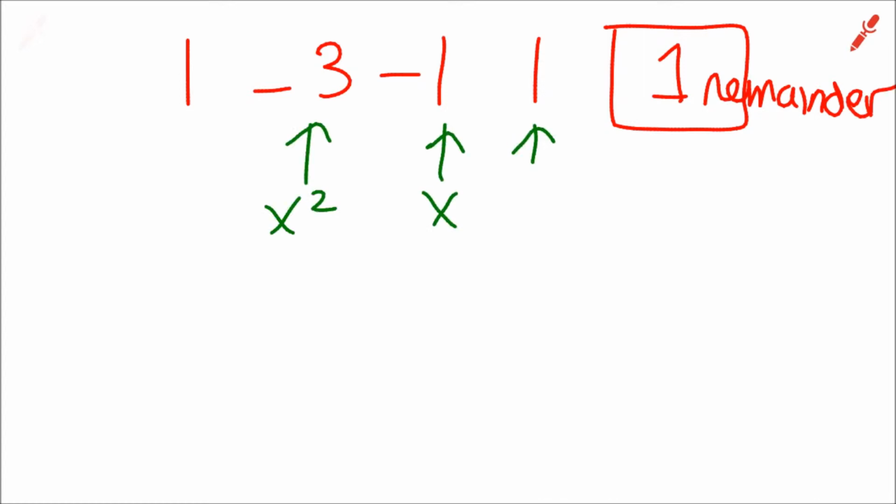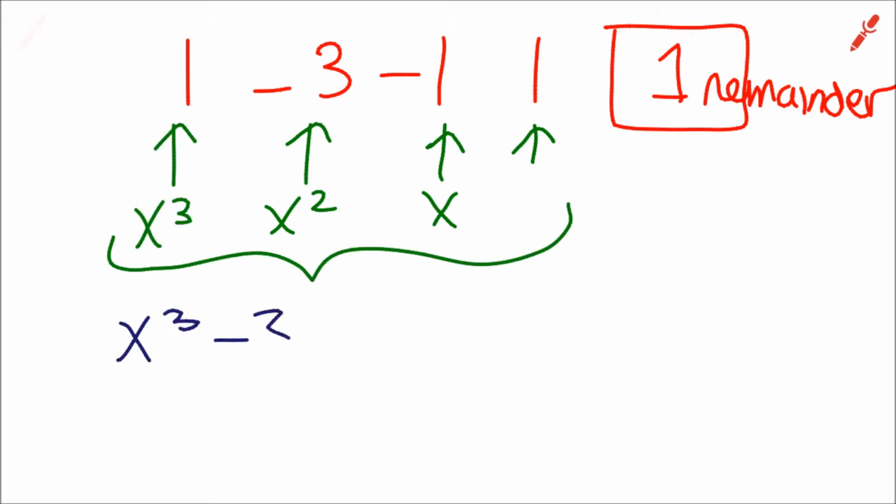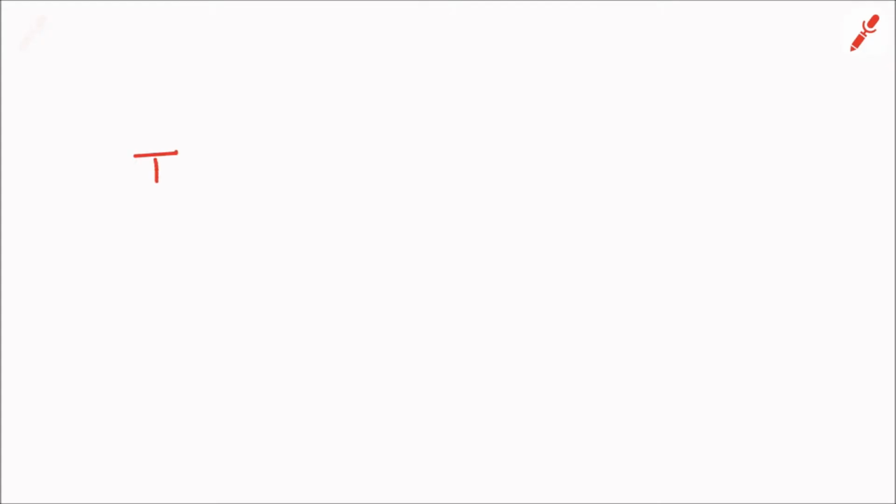You're going to go in order from x in descending order. So it's going to be x cubed minus 3x squared minus x plus 1. That's going to be your quotient and your answer.